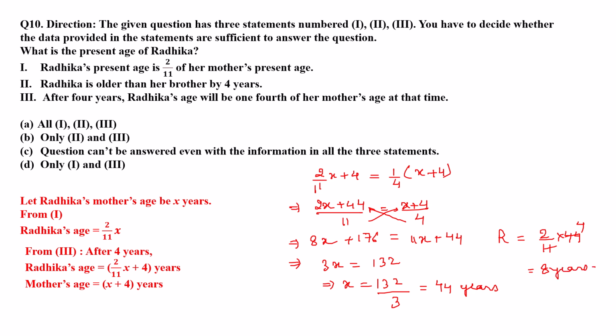So which two statements have I followed to get the answer for Radhika's age? See, if you use only the first statement, you will not be able to get Radhika's age, isn't it? If you use the third statement alone, then also you will not be able to get Radhika's age. You will get Radhika's age only if you use both the first and third options. So the correct option is option D, only 1 and 3. Okay, now moving to the next question.